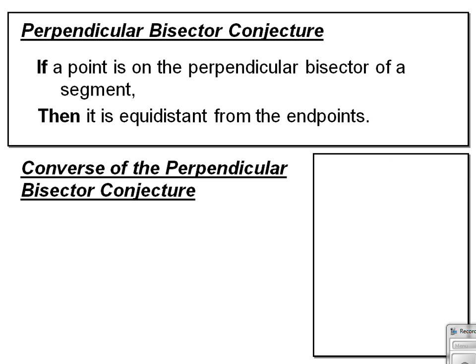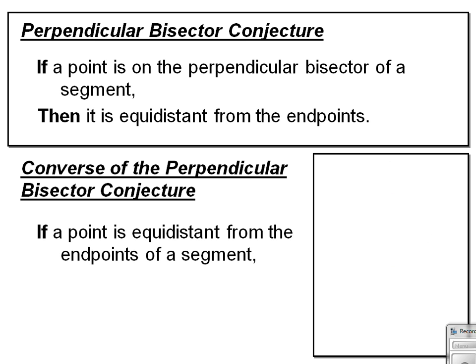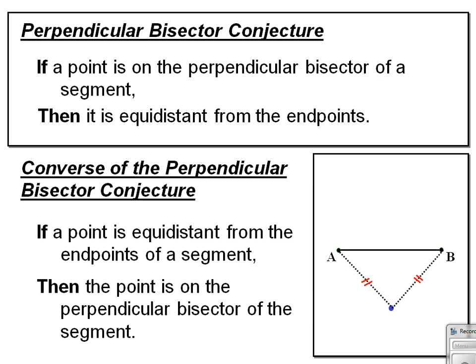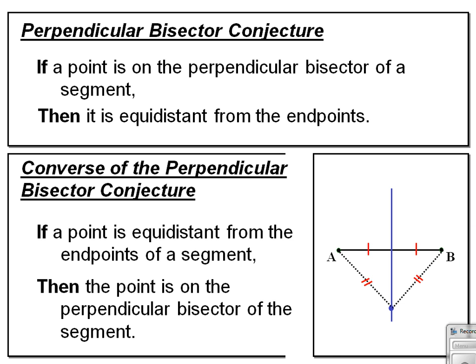Now, in addition, there's also the converse of the perpendicular bisector conjecture, where, remember, a converse is where we swap the if and then statements in a conjecture. So now the converse states that if a point is equidistant from the endpoints of a segment, so the premise changes slightly, where now we begin with a point and a segment, and we say that that point is equidistant from both endpoints of the segment, then that point must be on the perpendicular bisector of the segment.